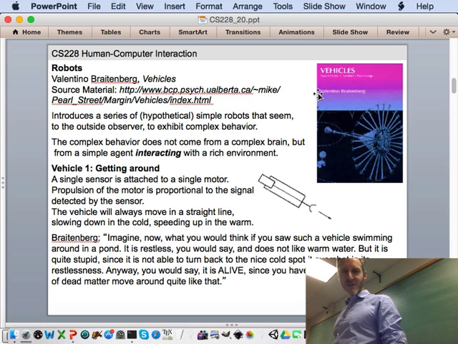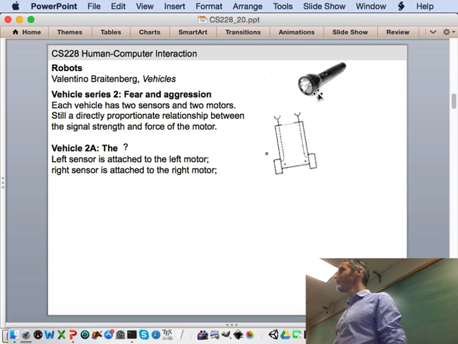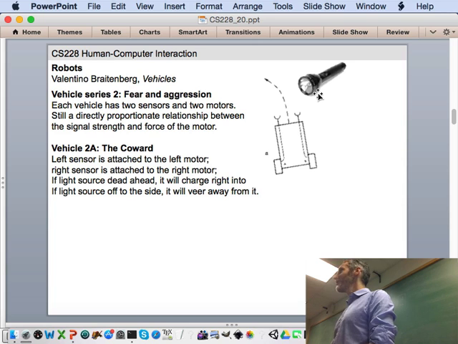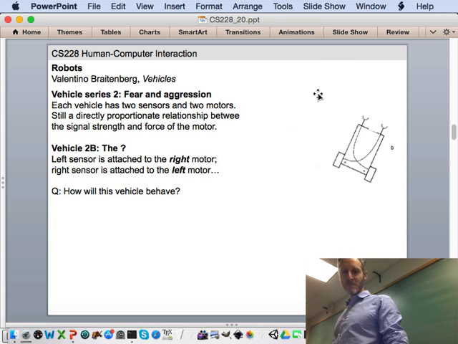So Vehicle 1A was restless. It didn't like warm water. It was quite stupid. Vehicle 2A is scared. This is the coward, right? It's deathly afraid of light sources and will do everything it can to get away from them. Is Vehicle 2A fearful? Of course not, right? It's not human, it's not an animal. It doesn't have access to those emotional states.